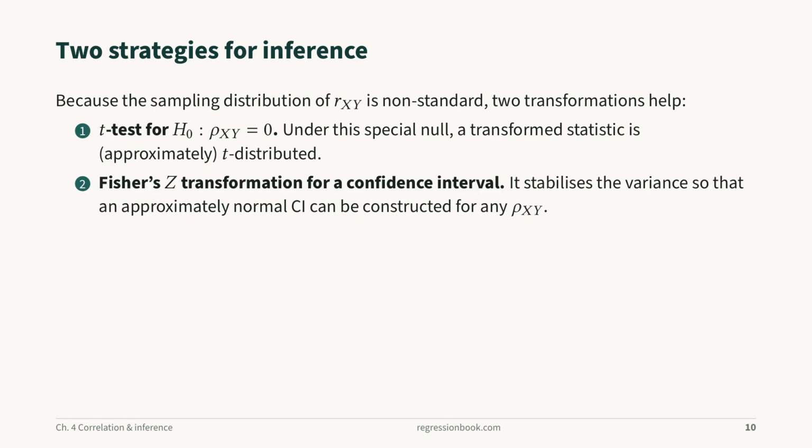Two strategies rescue inference, and they divide the labor. For the special null hypothesis of 0 population correlation, a transformed statistic is approximately t-distributed, giving a clean test. For a confidence interval at any value of the correlation, Fisher's Z transformation stabilizes the variance so that an approximately normal interval can be built. We take the test first, then the transformation.